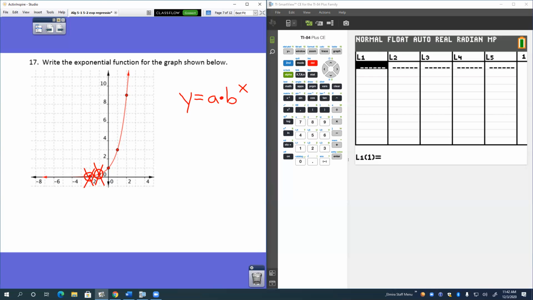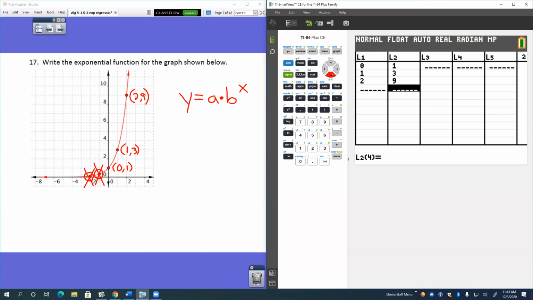This is the point you go over and then up. So the first point is over to 0 up to 1. This point is over to 1 up to 3. And this point is over to 2 up to 9. So those are the 3 points that you're typing in. So L1 is your X's, and L2 are your Y's. So your table, your L1 and your L2 should look like this: 0, 1, 2, and 1, 3, 9.